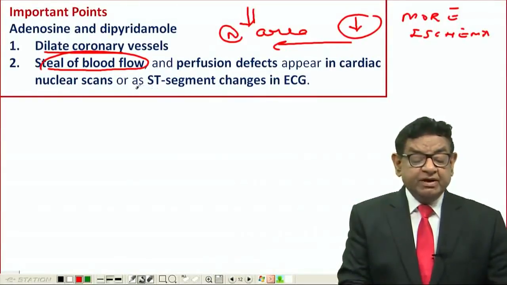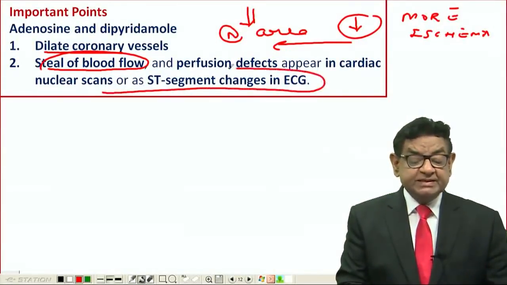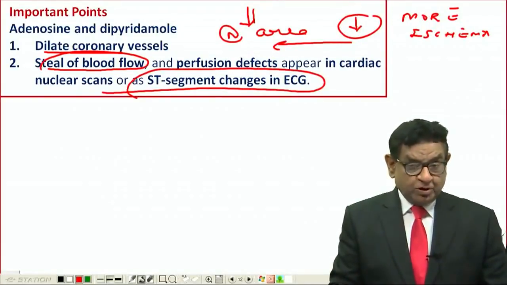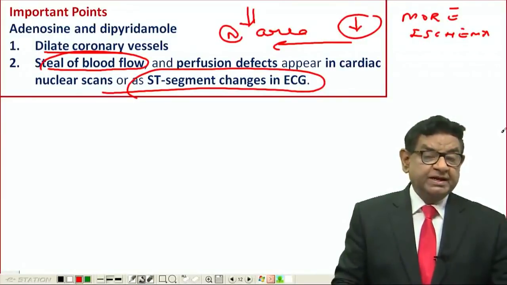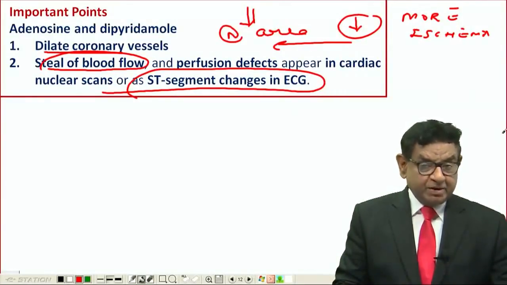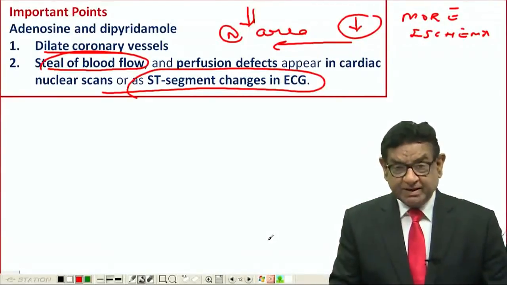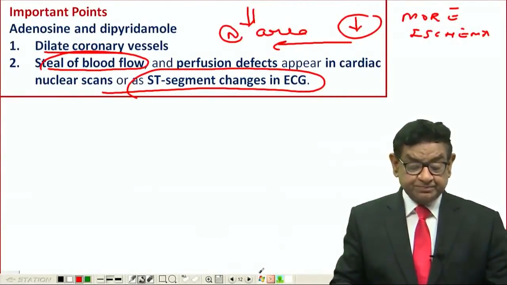And more ischemia will manifest in the ECG as ECG changes. So I hope you got the answer as to why and how adenosine and dipyridamole, without increasing the heart rate, create ischemia by stealing the blood flow.